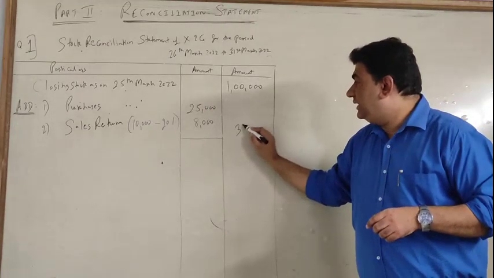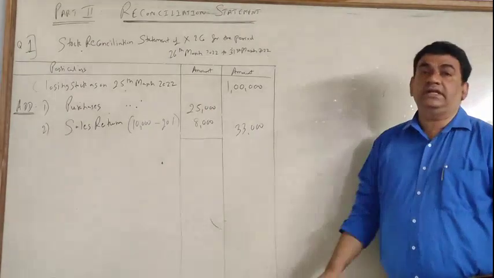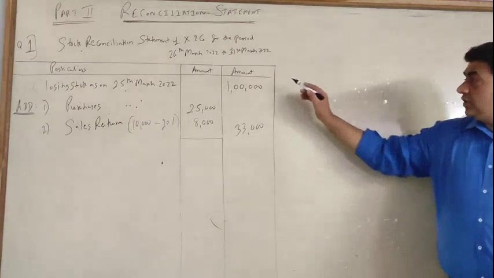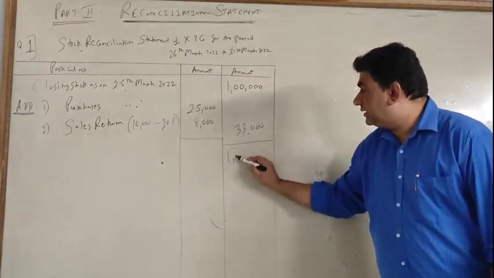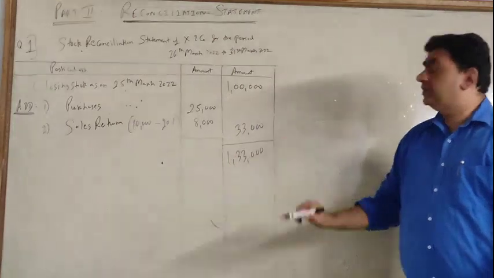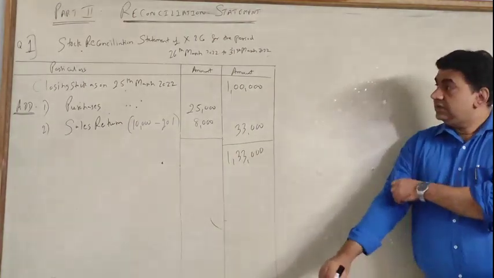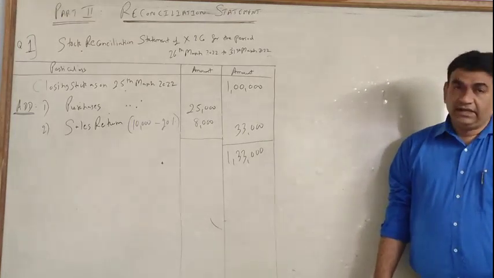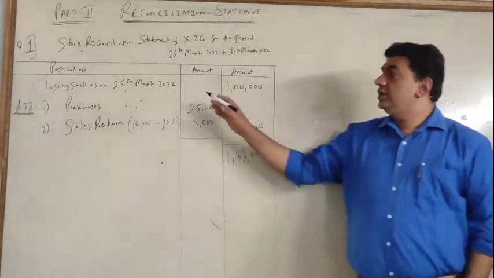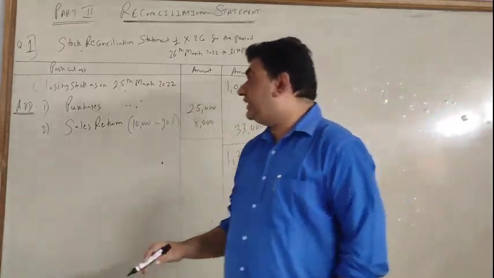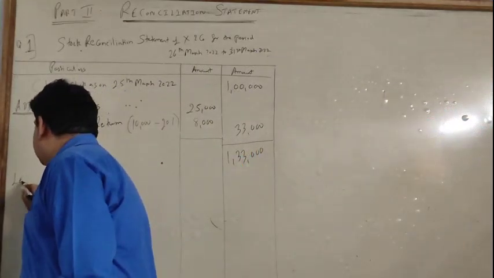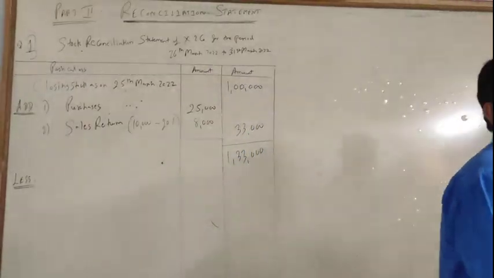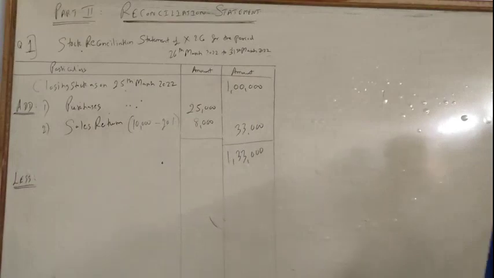25 plus 8. In the line of 8, take the total, that is 33,000. And now what you will do? 1 lakh plus 33, take the total of the second column, 1,33,000. Take the total of the second column, 133. Clear, guys? Now, we did the addition part. Now we will take the deduction, that is subtraction. Okay?